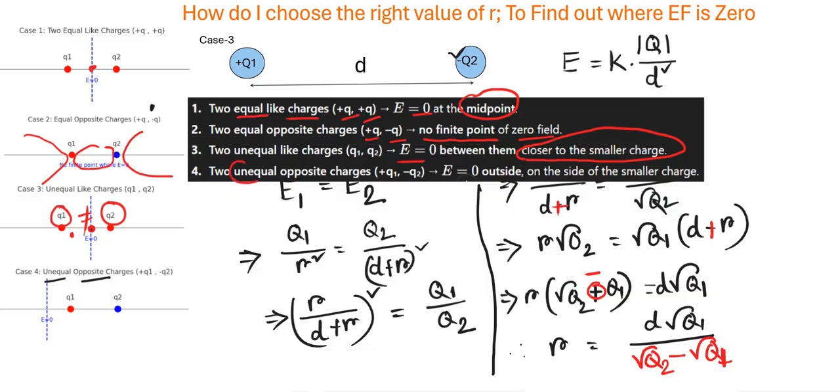Now case number 4, unequal but opposite charges. It means this is positive and this is negative. Obviously in this region there will be electric field. So either outside of Q1 or outside of Q2, somewhere electric field will be 0. Let's consider this is R as we already discussed. So here E will be 0, outside on the side of the smaller charge. In that case Q1 is smaller, that's why we'll find the value R exactly here. Electric field will be 0.